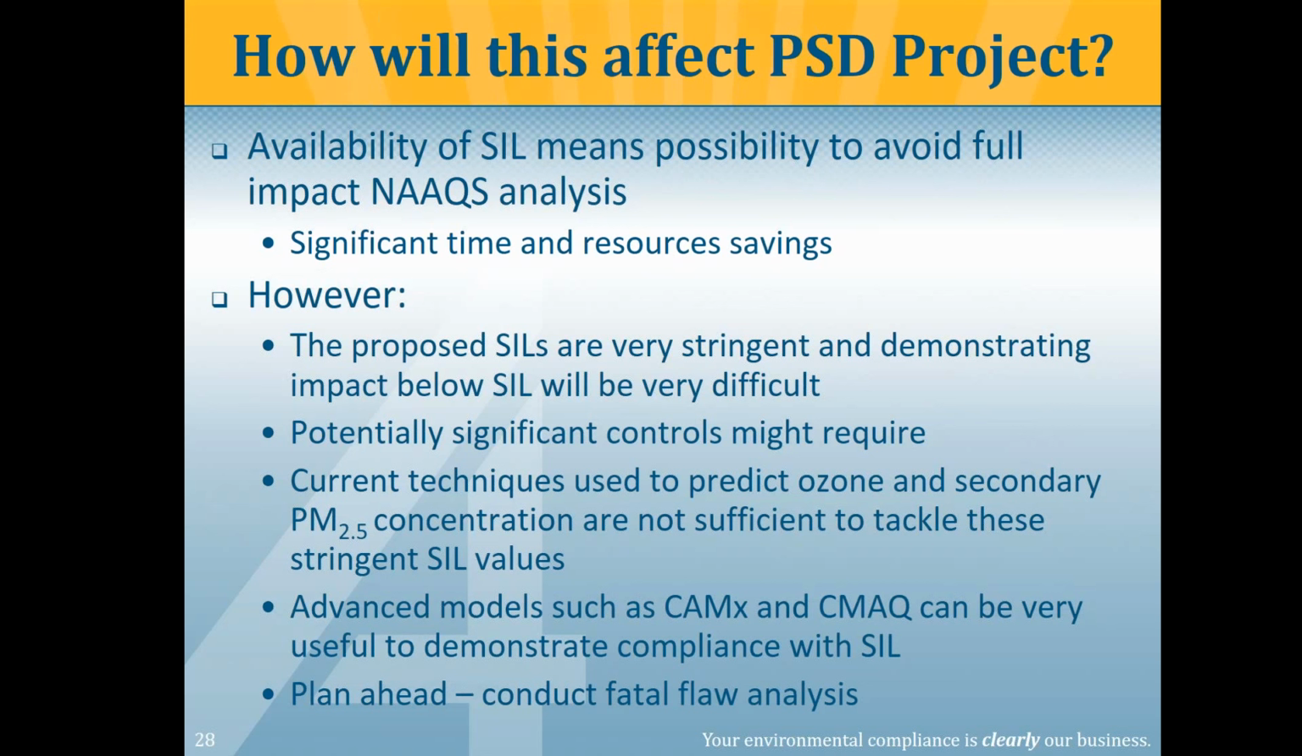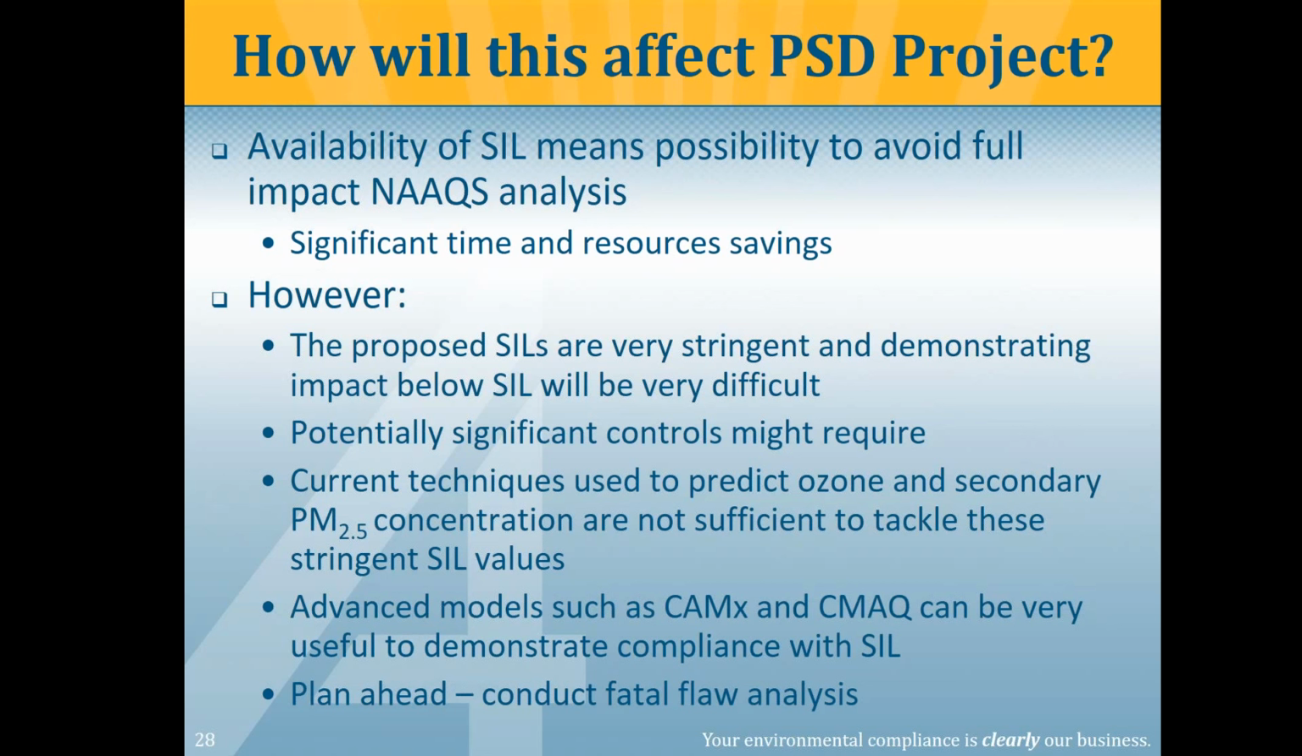However, based on the small case studies which we have done so far, the proposed SILs are very stringent, and demonstrating that your project is going to be below SIL is going to be very difficult. You can potentially have to do some source characteristics analysis or evaluate some stringent controls, like increasing the stack heights or adding higher controls. But if your project can manage to do that, and if you can stay below the SIL, you will avoid a full impact analysis.